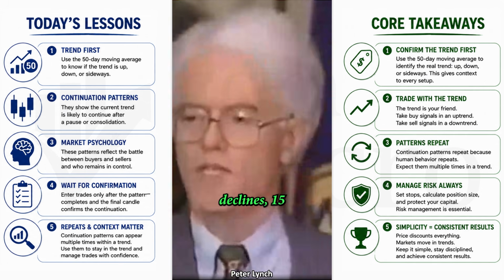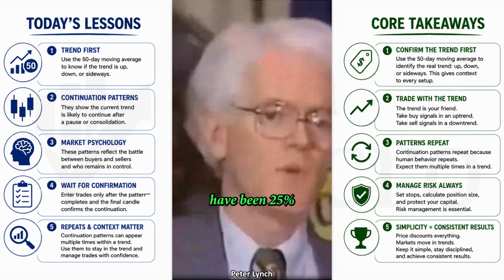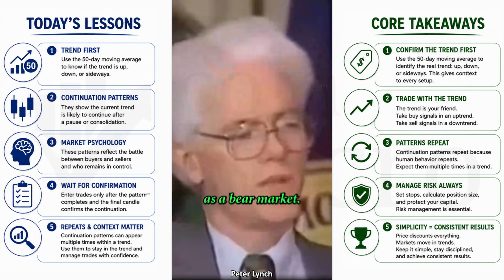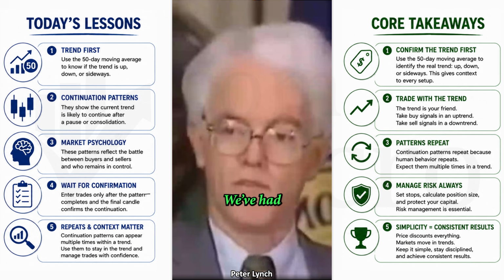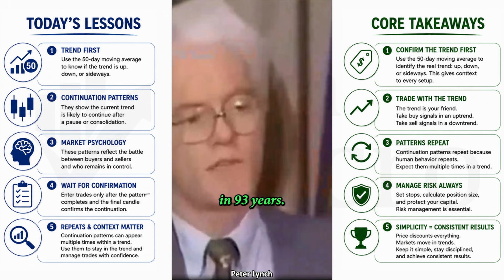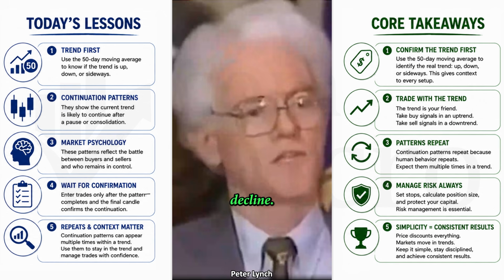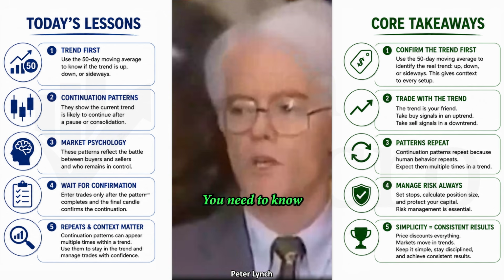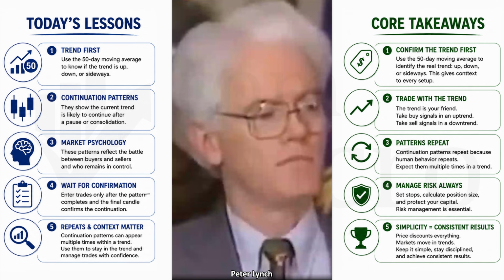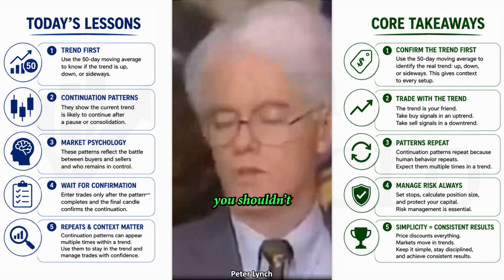Of those 50 declines, 15 have been 25% or more. That's known as a bear market. We've had 15 declines in 93 years. So every 6 years, the market's going to have a 25% decline. That's all you need to know. You need to know the market's going to go down sometime. If you're not ready for that, you shouldn't own stocks.